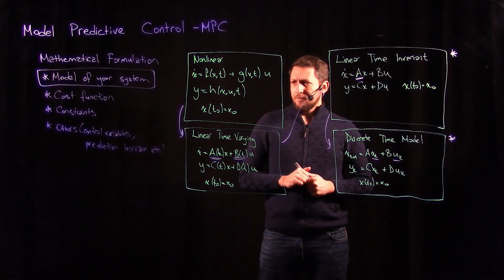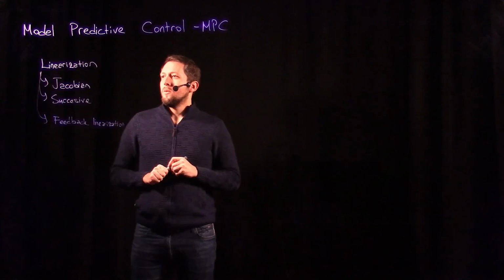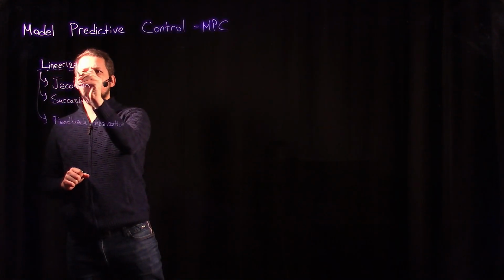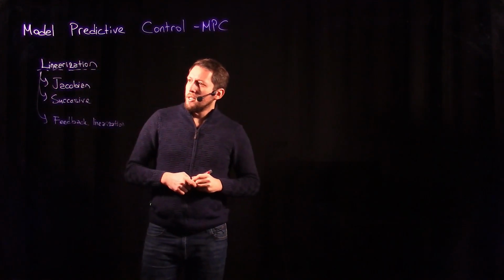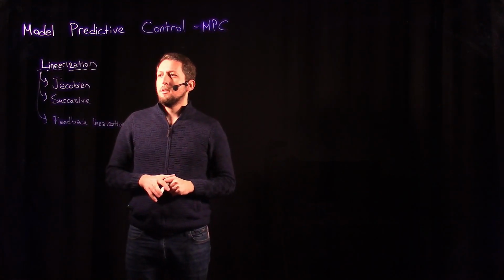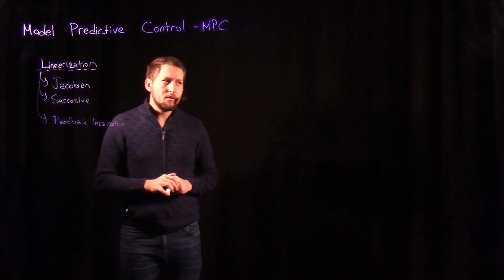Okay, so then let's continue with linearization options. In terms of linearization, of course, we also have several options in hand, and I have just listed some of them. The first one is the Jacobian linearization, the other one is successive linearization, and the last one is the feedback linearization.